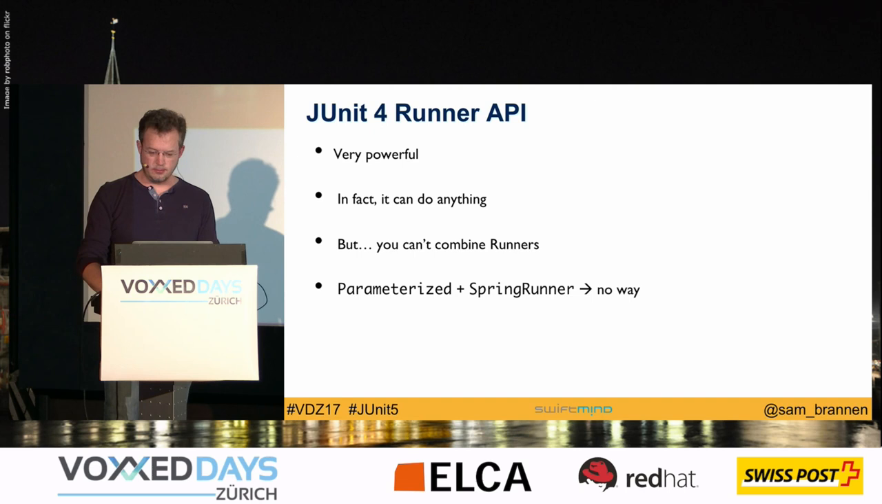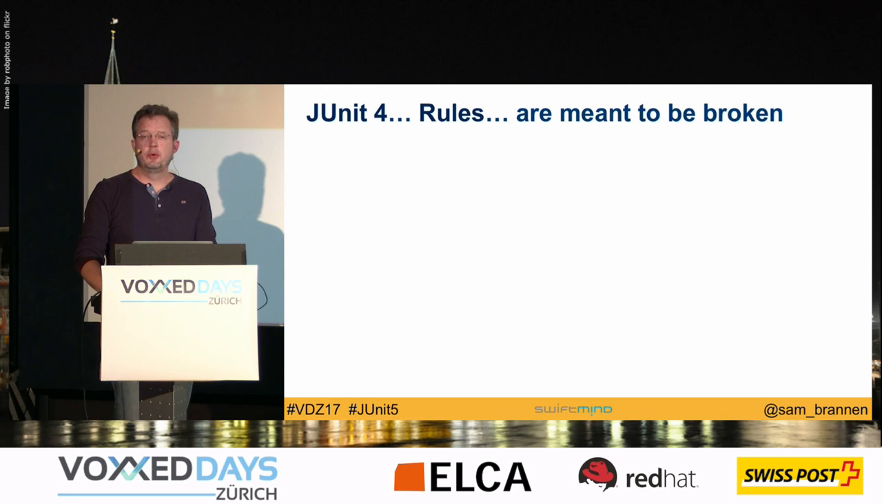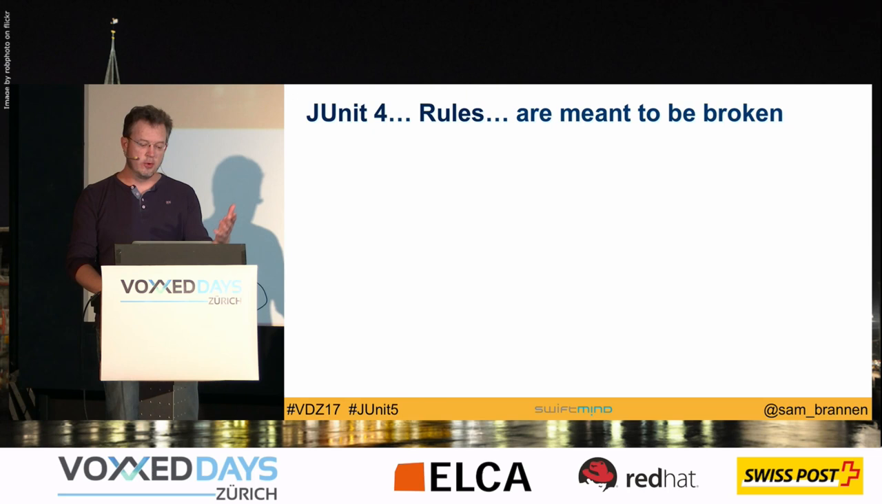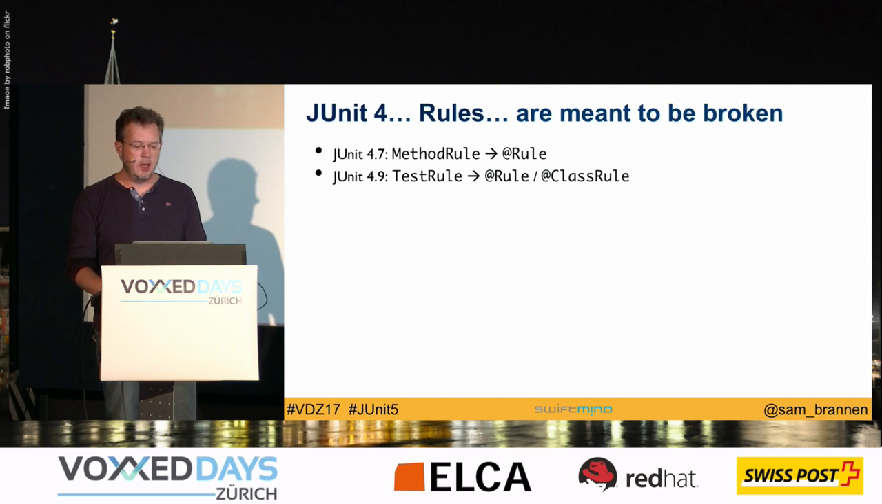So then, a few years in, the JUnit 4 team came up with rules, and you can read the title a few different ways. There's kind of a pun built into that, right? So you could say JUnit 4 rules, like it's awesome, or you could say rules are meant to be broken, or JUnit 4 rules are meant to be broken, and I would say in some ways they always were. So in JUnit 4.7, the team introduced a method rule that you could configure with the @Rule annotation. And in 4.9, they introduced a test rule, trying to improve on the method rule, that you could use at the class level and at the method level.